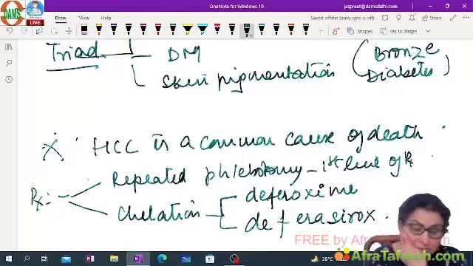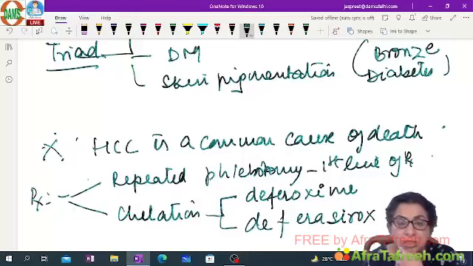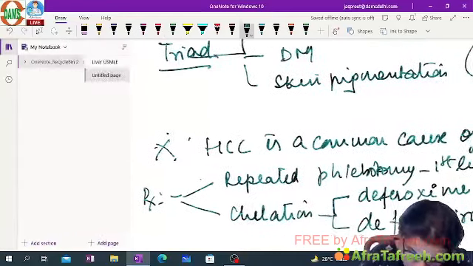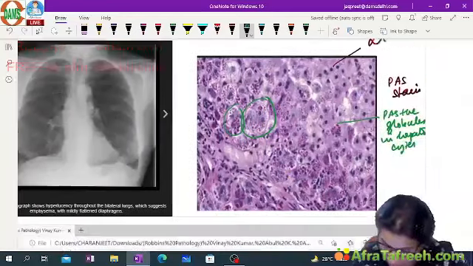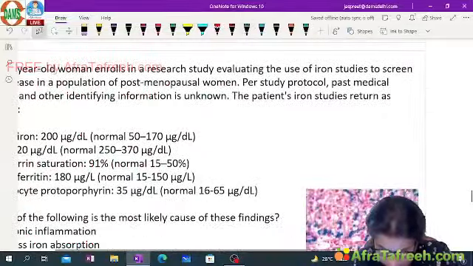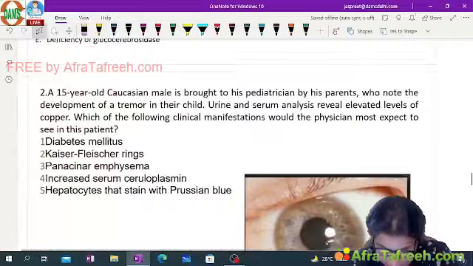Okay. So this is about the metabolic diseases of liver. Now let us look at a few questions on these metabolic diseases. First let us look at this.